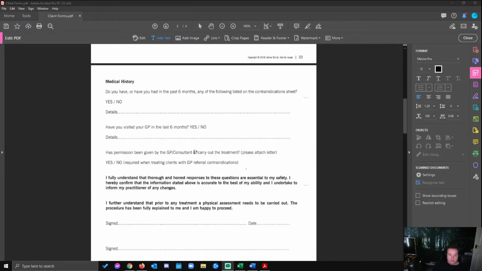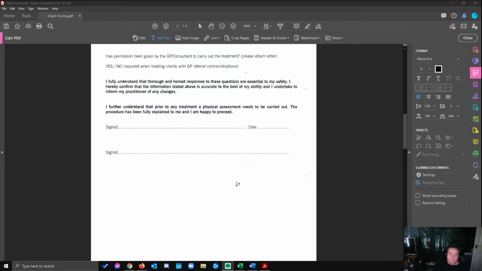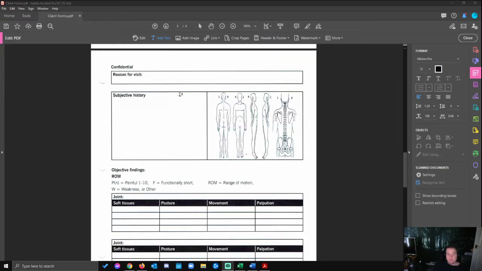The client is then going to fill out all of their medical history. They're going to sign and date it. And then you're going to sign underneath just to say that you were a witness on the day that they were there when this was actually filled in. These are the pages that matter now. This is what your consultation, your assessment, is going to be based on.